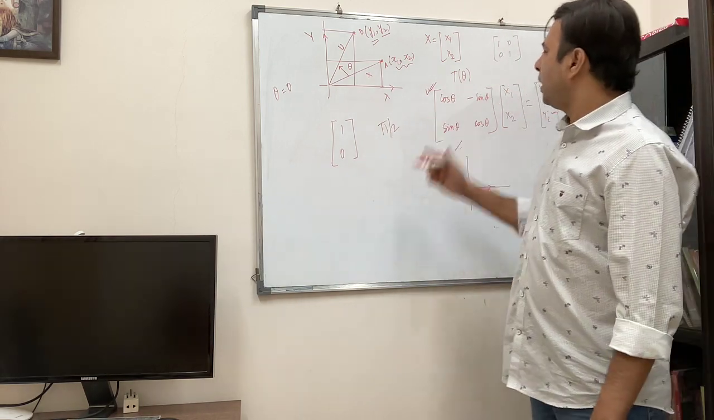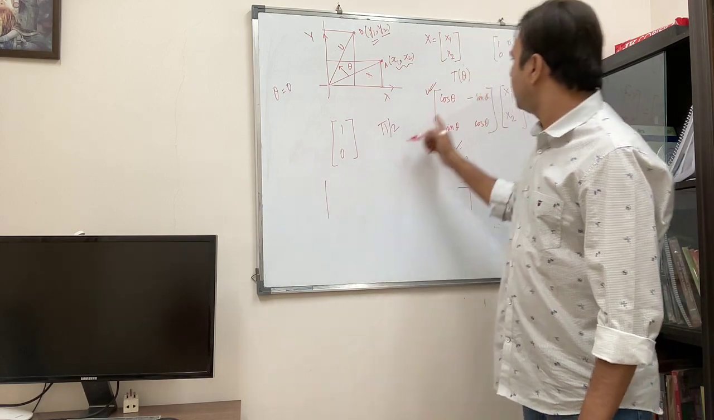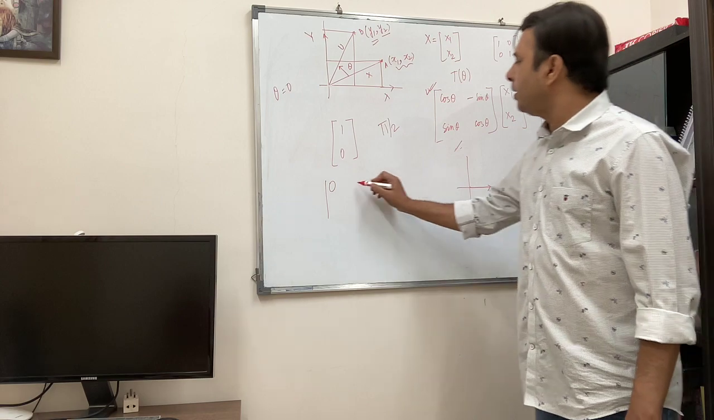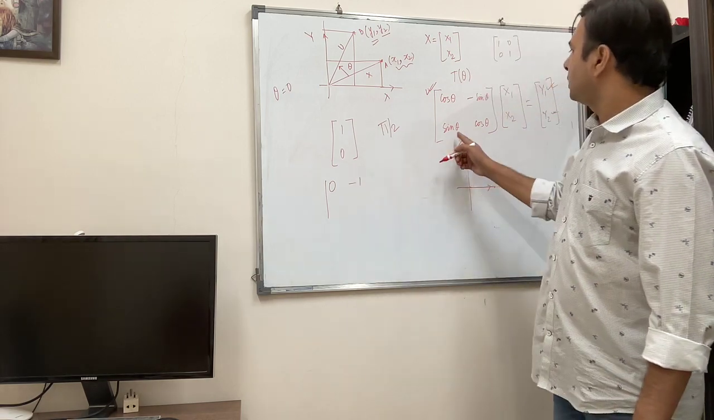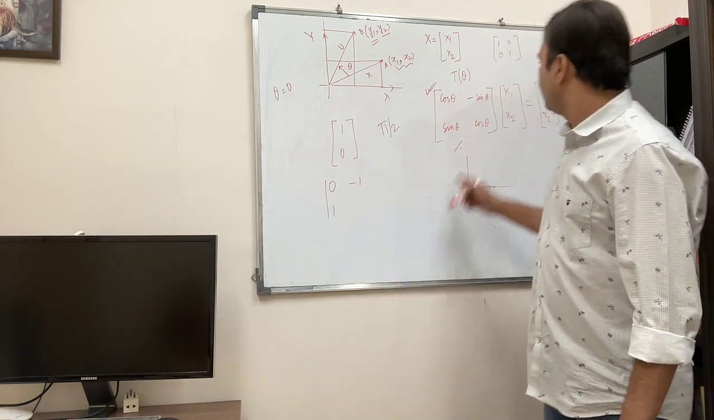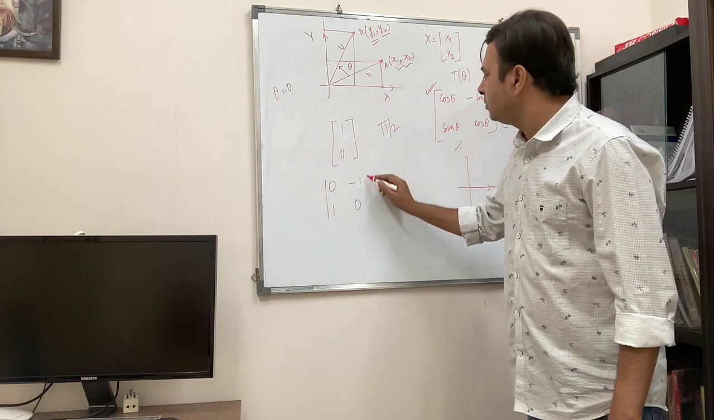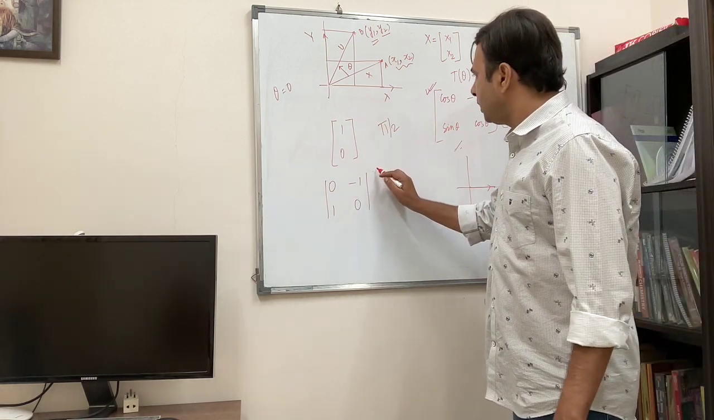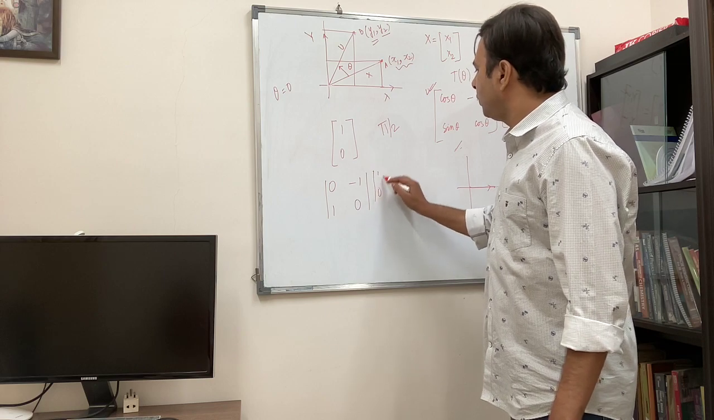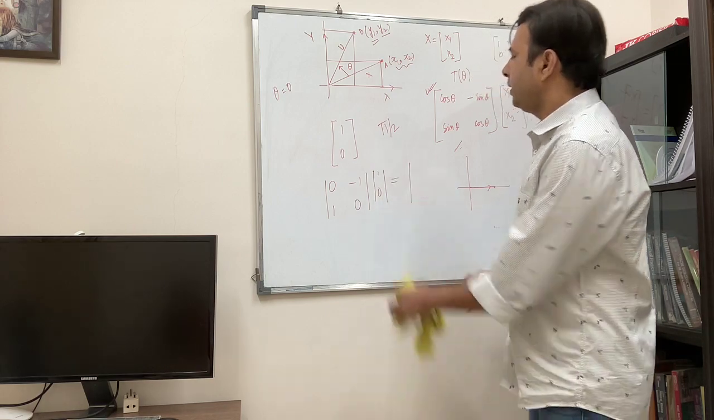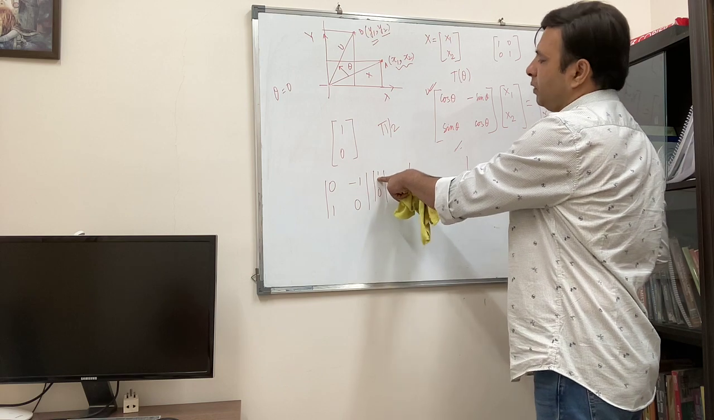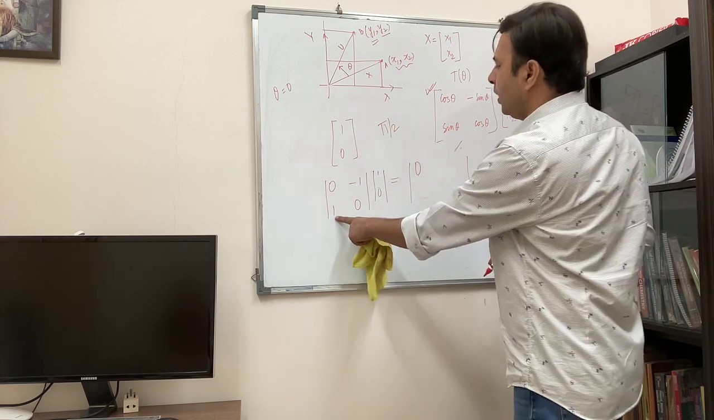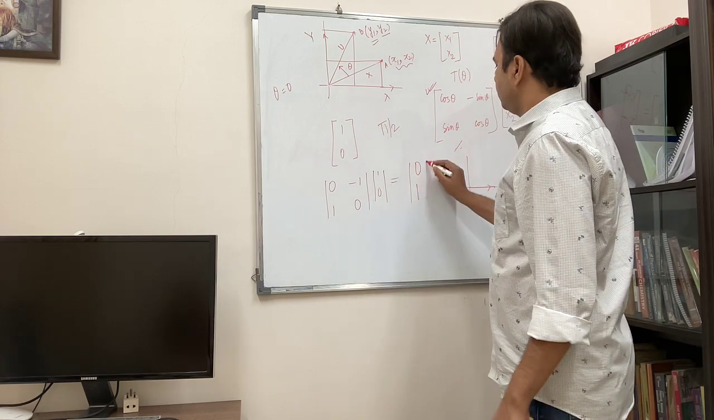So with pi by 2, let me write my matrix. Cos pi by 2 is 0. Sin pi by 2 is 1. Sin pi by 2 is 1. Cos pi by 2 is 0. So this is my transformation matrix. And if I multiply 1, 0 with it, what will I get? 0 times 1 is 0, minus 1 times 0 is 0, so this will be 0. 1 times 1 is 1, 0 times 0, so 1.